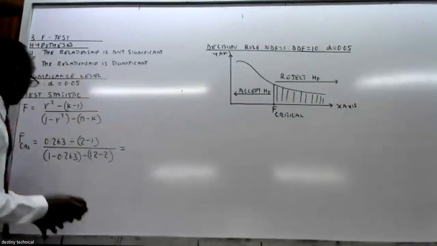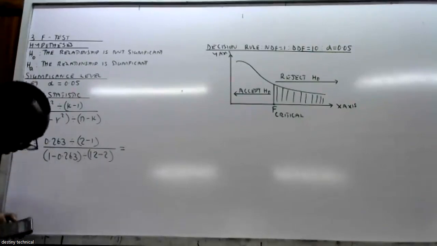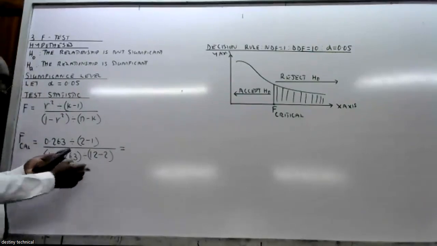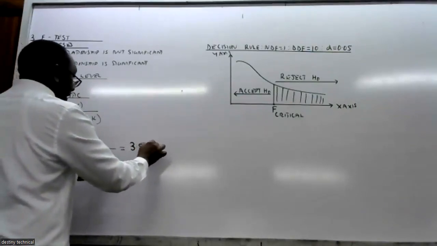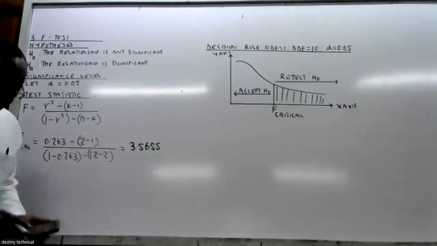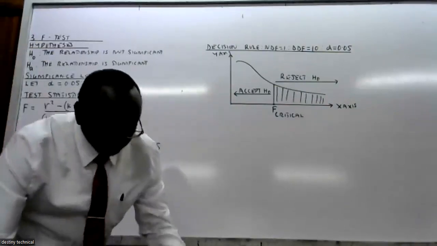So it's supposed to be 1 minus 0.263 divided by 10, multiplied by 0.263. Yeah, I'm getting 3.5685. Is that okay? Yes. Let's now go back to the tables.